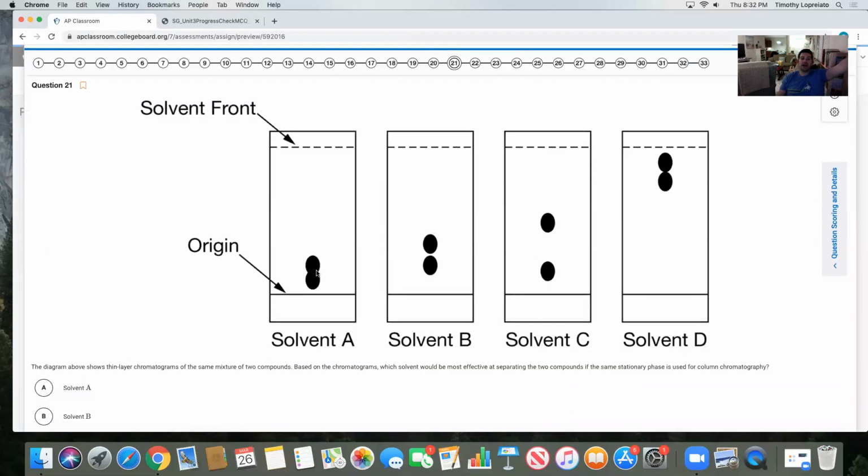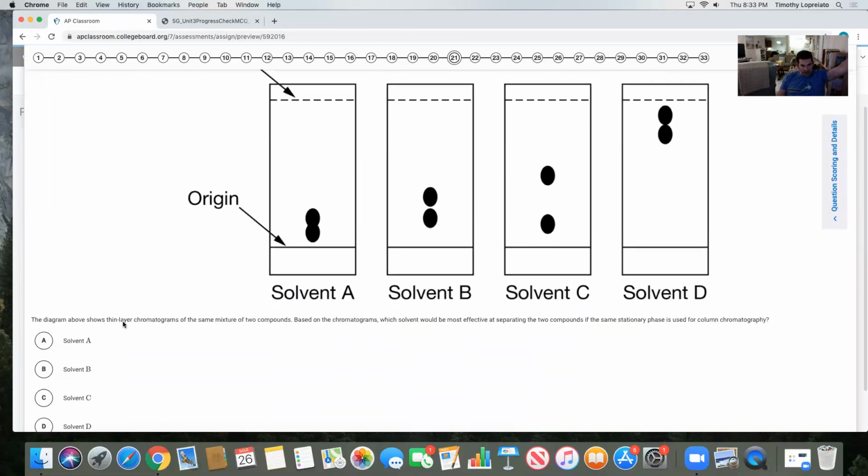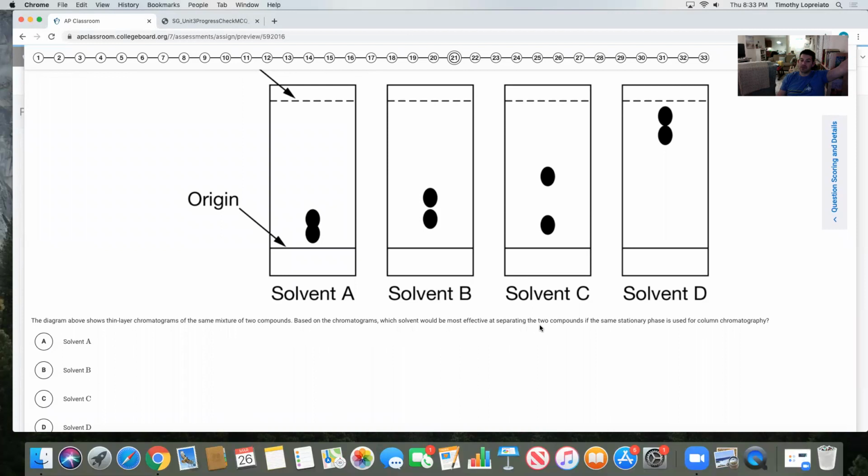Here is the readout from a paper chromatography lab. We have solvent A, solvent B, solvent C, solvent D. In A and D, they're staying pretty close together. B and C, they're spreading out a little more. We have the solvent front the whole way. The diagram above shows thin layer chromatographies of the same mixture of two compounds. Based on the chromatograms, which solvent would be the most effective at separating the two compounds if the same stationary phase is used for column chromatography?